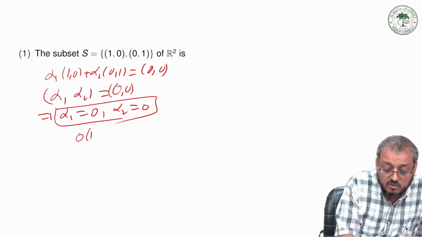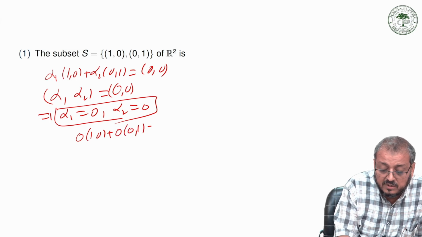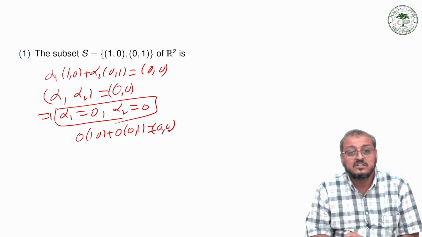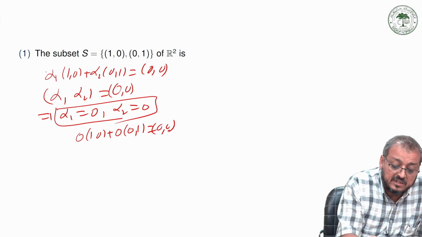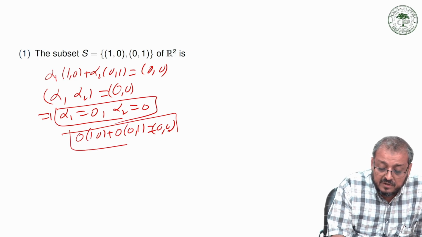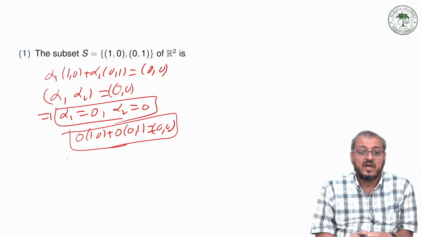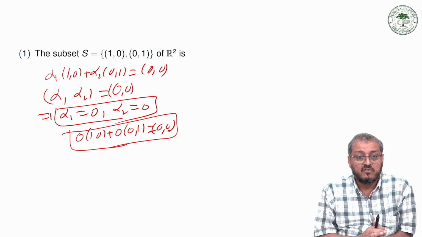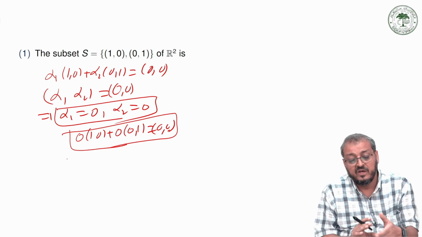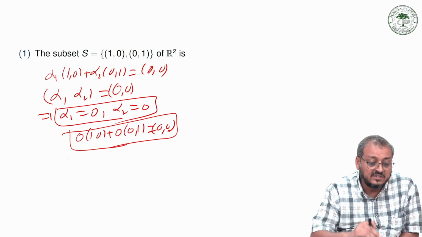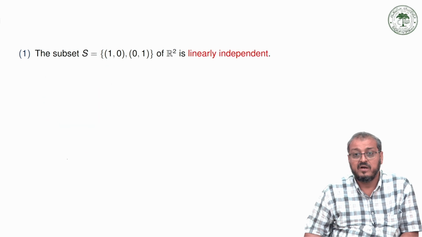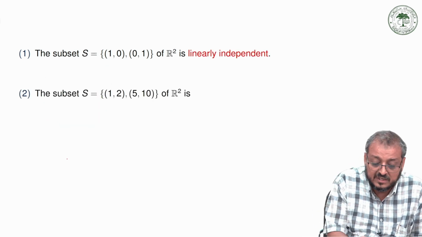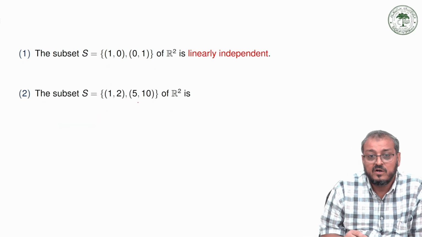There is only one solution: it is only possible with 0, 0. We have (1, 0) times 0 plus (0, 1) times 0 giving 0, and otherwise it is not giving 0. This means this linear combination is a trivial linear combination, with alpha 1 equal to 0 and alpha 2 equal to 0. In this case, we say that this set S is linearly independent. Okay, now we have to check whether this next set is linearly independent or dependent.